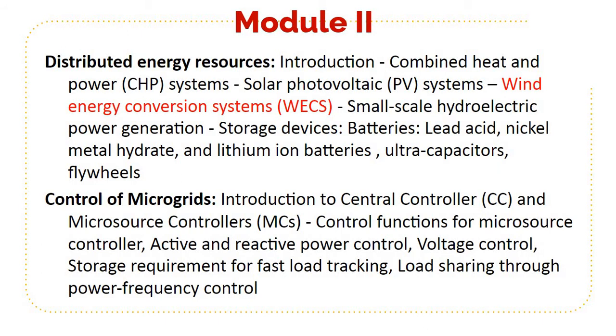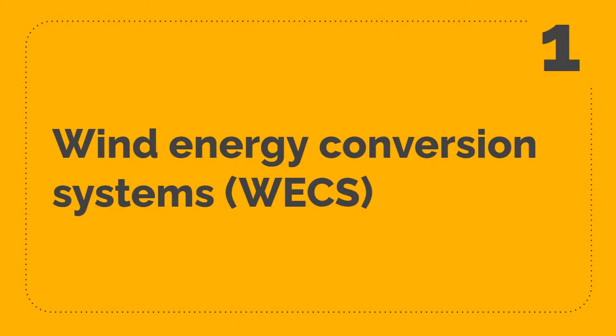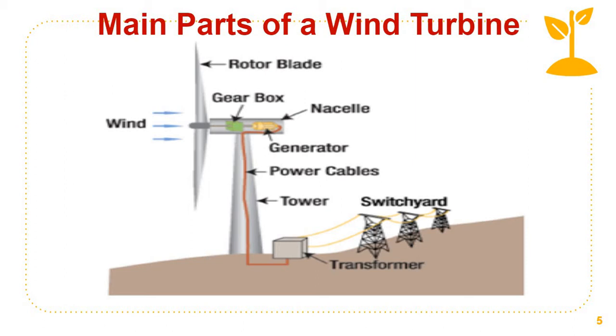So we are in module 2, and we had already discussed CHP systems and PV systems earlier. Today we are going to discuss wind energy conversion systems, abbreviated WECS. I'm sure you might have seen a wind turbine, or at least pictures of one. A wind turbine looks like this, as shown in the figure.